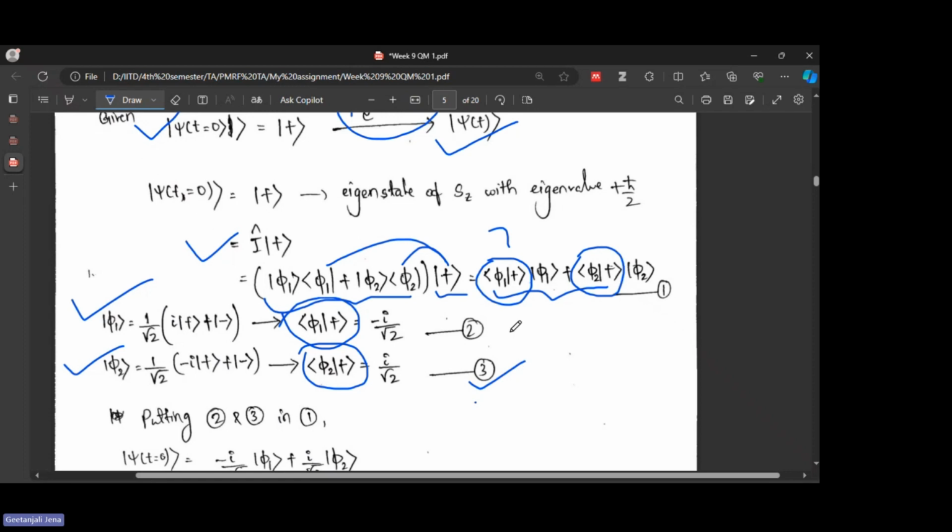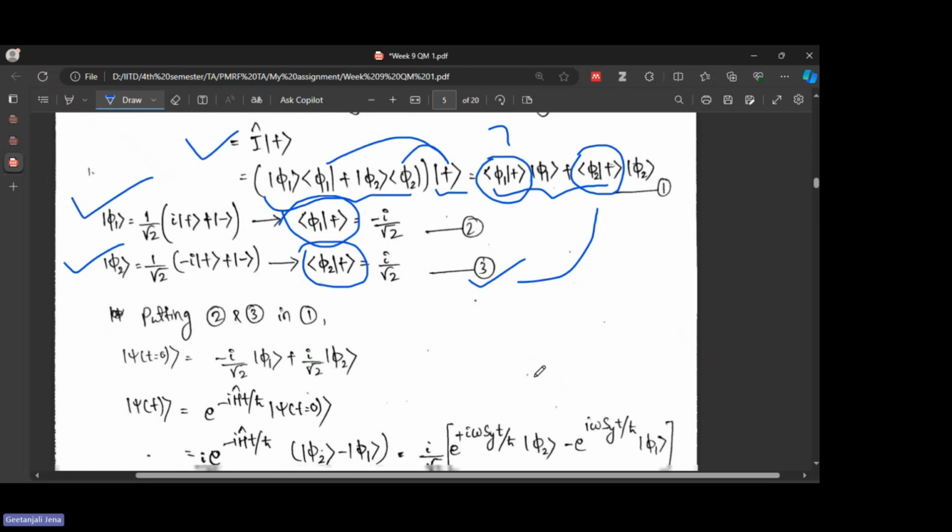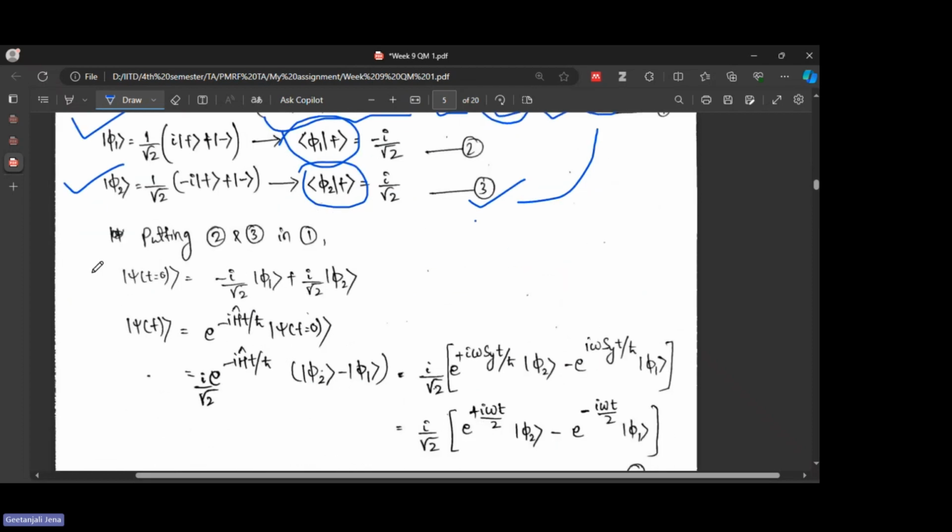Now we just have to put 2 and 3 into 1. So you get the initial state psi 0 equal to minus i by root 2 phi 1 plus i by root 2 phi 2. Now to find the state after time t, you have to operate with the time evolution operator, e to the power minus iHt by ħ. So you simply write psi of t using the psi 0 which we have got here.